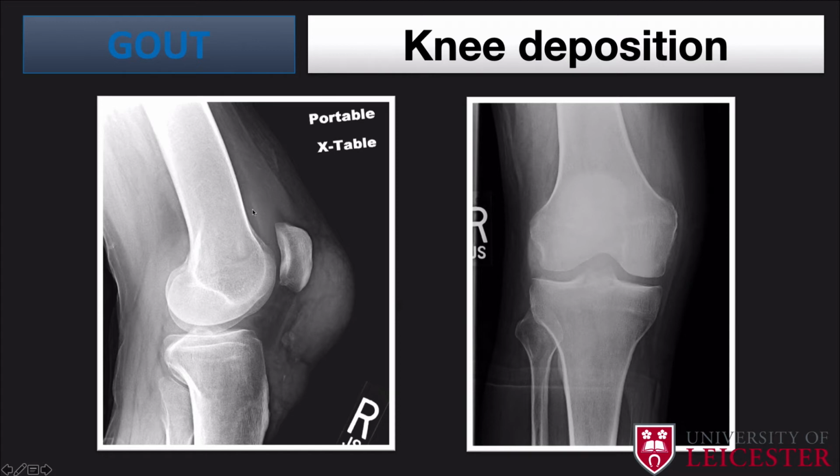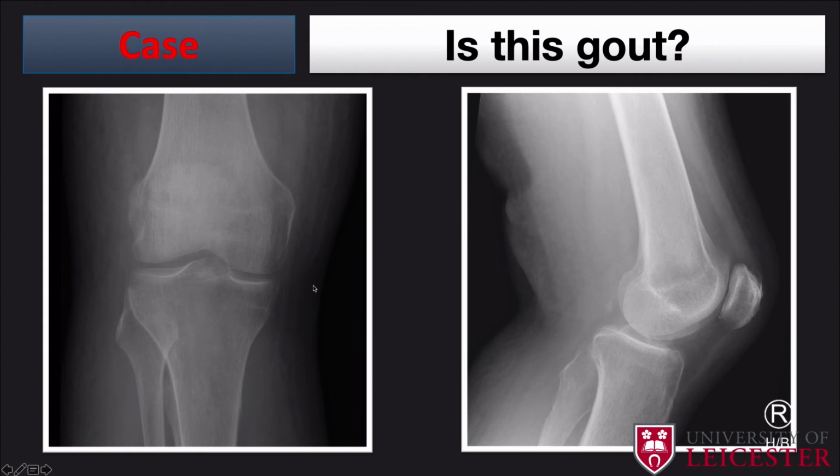In addition to that, you've got a suprapatellar effusion just above the patella, and this can be a pitfall on the knee. So it's really important to have both projections, so that you're able to really understand where everything is anatomically. A radiograph is not complete without two projections, but classically these areas of soft tissue deposition in this area are in keeping with gout. What about this case?